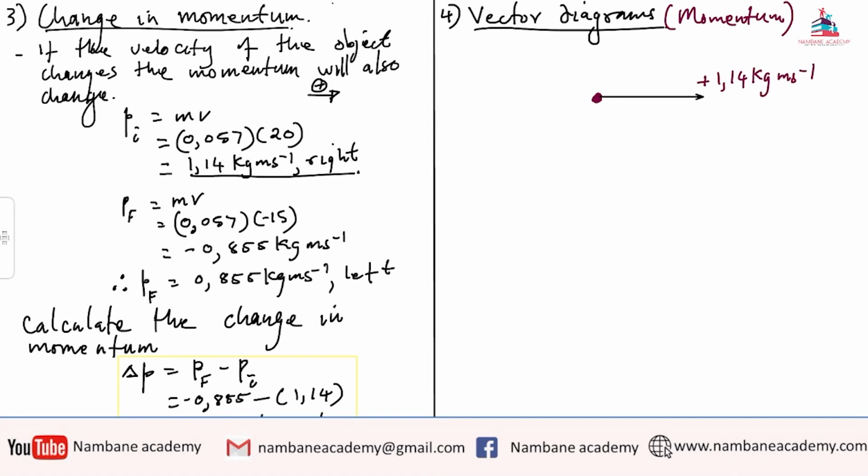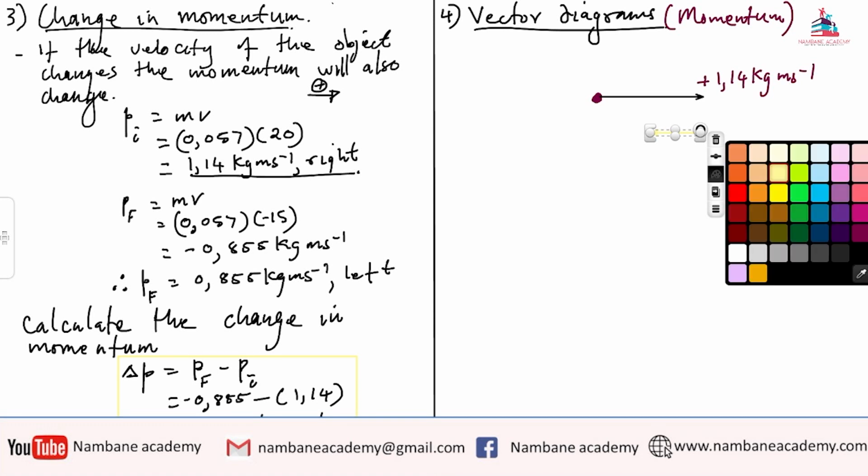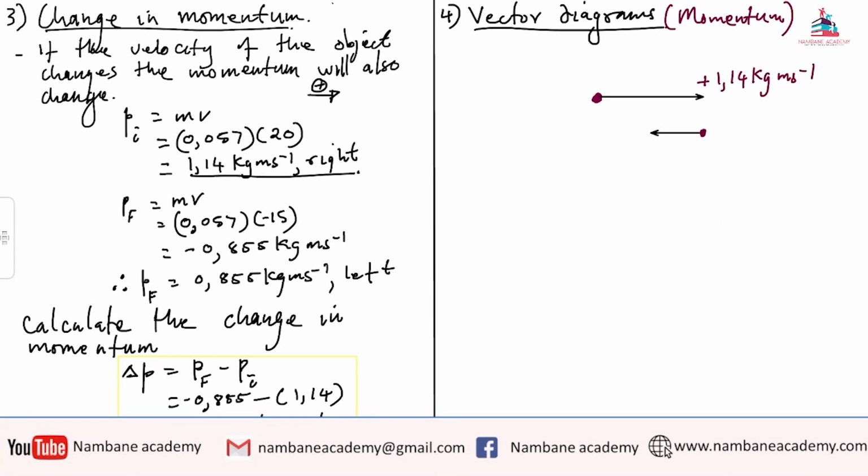What happened after collision? There is the object. It is now moving in an opposite direction, but with a smaller magnitude, because it is now what? 0.85 in an opposite direction. Let's also make it black, and then we label it now. This is just 0.855 kg meters per second.